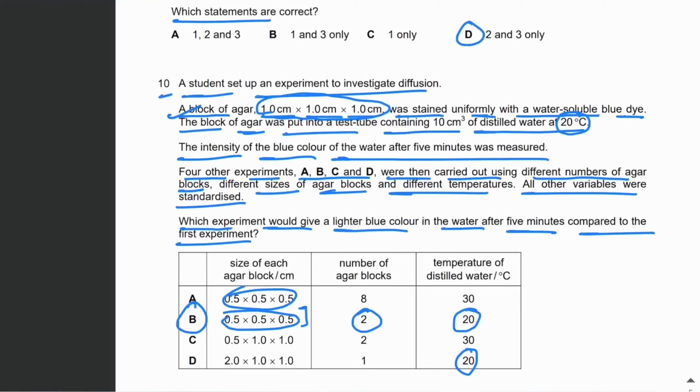So the intensity of the blue color in the water will be least, or there will be lighter blue color in water if the block is 0.5 by 0.5 by 0.5 and there are 2 blocks and temperature is less, 20 degrees Celsius, because rate of diffusion will be slower. So the answer is B.